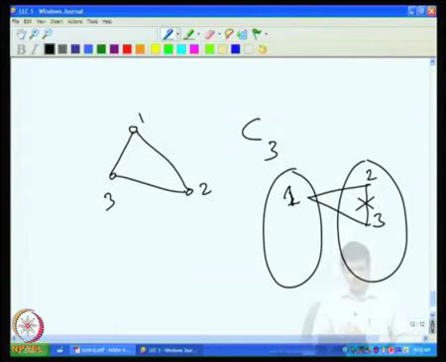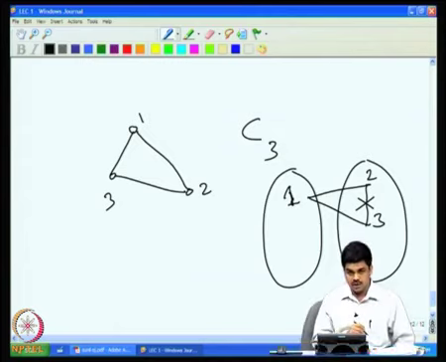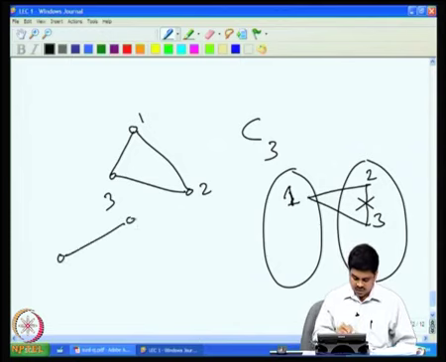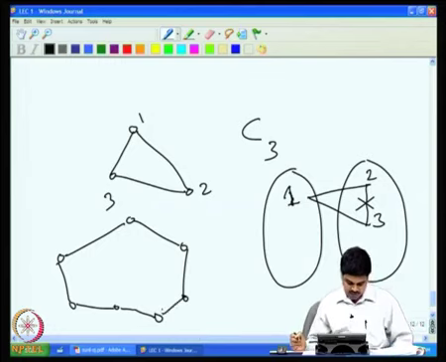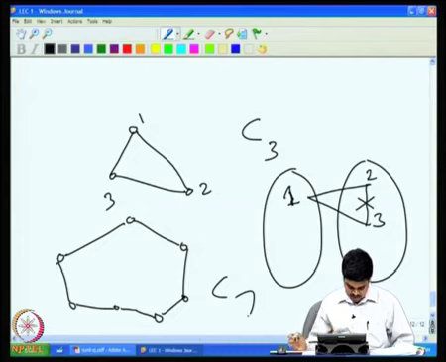So, what kind of cycles are not bipartite? With some thought we can see that every even cycle can be placed like this, but the odd cycles cannot be placed like this. So, we can try to place 1, 2, 3, 4, 5, 6, 7 vertices. So, this is the 7-vertex cycle C7. Can this be placed like this?